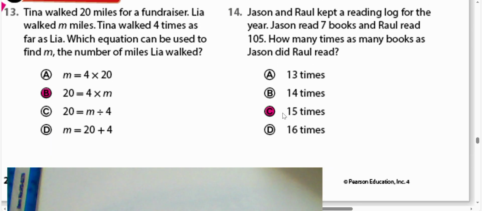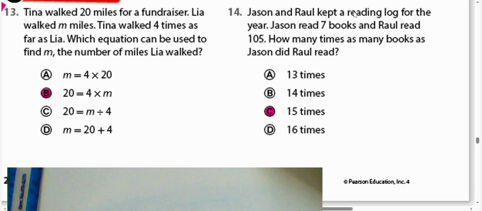Tina walked 20 miles for a fundraiser. Tina walked 4 times as far as Leah. Which equation can be used to find the distance Leah walked? 20 equals 4 times what equals 4 times 5. The unknown here will be 5.